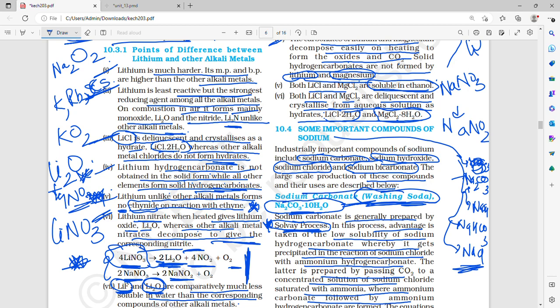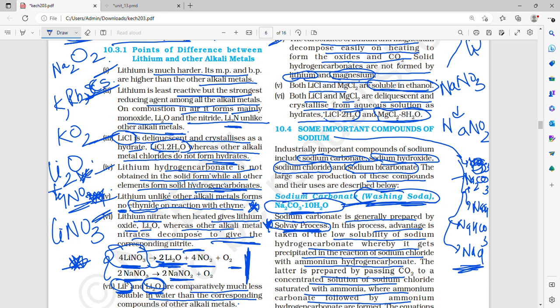in solid form. Then lithium, unlike other alkali metals, forms no ethynide on reaction with ethyne. That is, all other alkali metals, when they react with ethyne, this is another very important point, form ethynide, whereas lithium, unlike other alkali metals, does not form ethynide on reaction with ethyne.